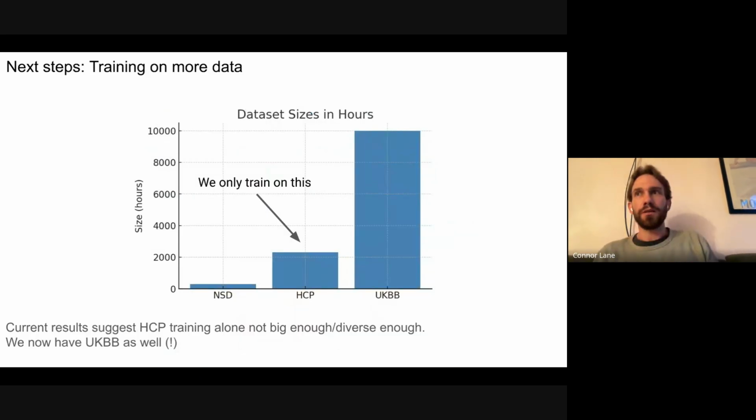Okay, that said though, this is still early work. We've only been working on this for around 2 months or so since we restarted, and there's still a lot of stuff to do. So one obvious thing that we need to do is basically train on more data. Right now we're only training on data from the Human Connectome Project, which has around 2,000 hours of fMRI data in it. And we have recently gotten access to the UK Biobank, which has about 5 times as much data. So we just need to add this to our training data set and see if we can improve performance.